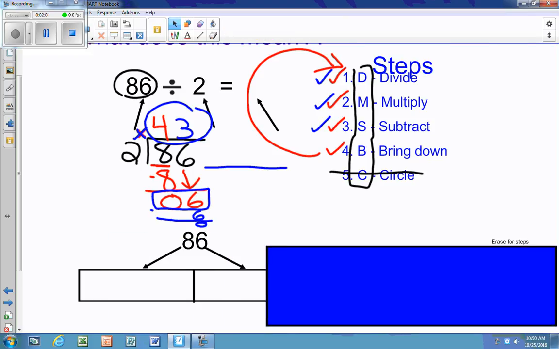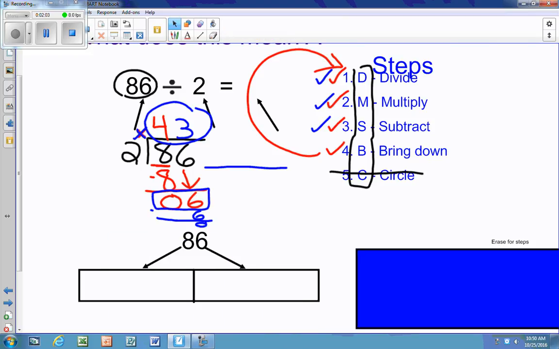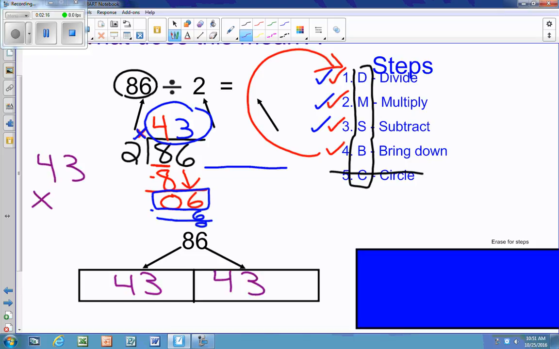What 86 divided by 2 means is I'm splitting 86 into 2 equal pieces. So when I split them into 2 equal pieces, I end up with 43 and 43. And a way to check this is I take my answer of 43 and I multiply it by the 2 on the outside, and I end up with 86, which is the number on the inside.